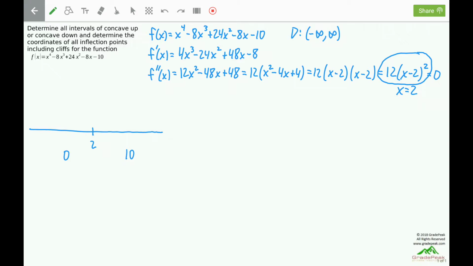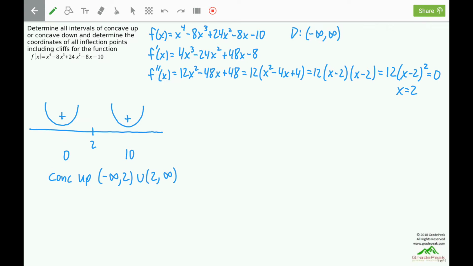for all test values. That means we will have a positive second derivative in this interval corresponding to concave up. We will have a positive second derivative in this interval corresponding to concave up. So we have concave up happening from negative infinity to positive 2, and then union, because it's happening again, from positive 2 to positive infinity. Those intervals cannot be put together because the 2 is not included. It's round brackets on the 2, because the 2 is the candidate number.